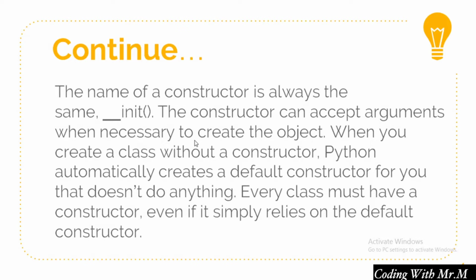So the name of a constructor is always the same, that is __init__. The constructor can accept arguments when necessary to create the object. When you create a class without a constructor, Python automatically creates a default constructor for you that doesn't do anything. Every class must have a constructor even if it simply relies on the default constructor.